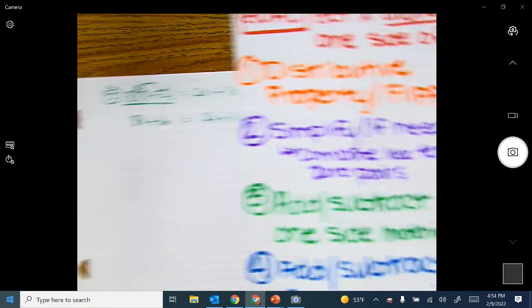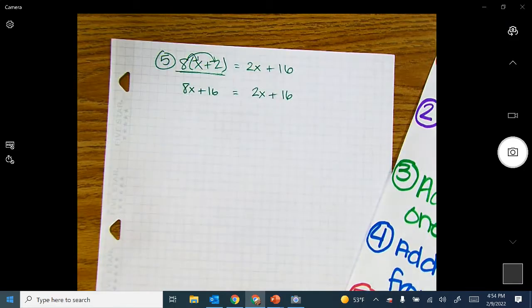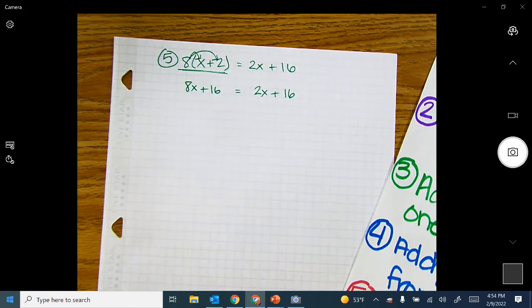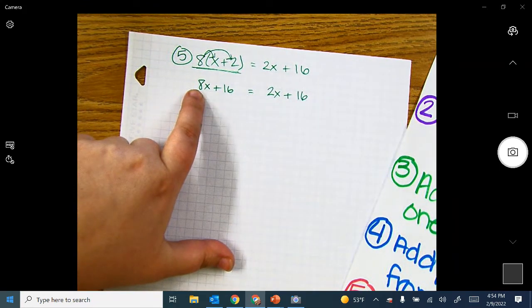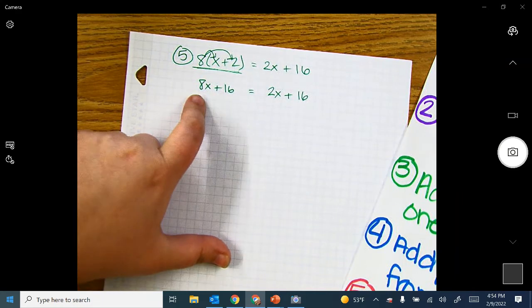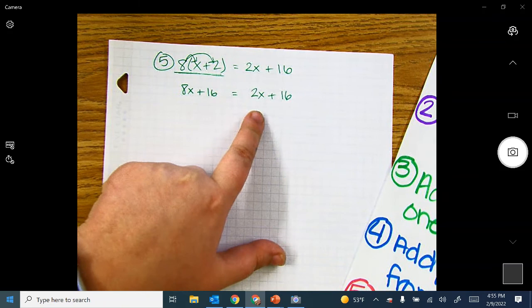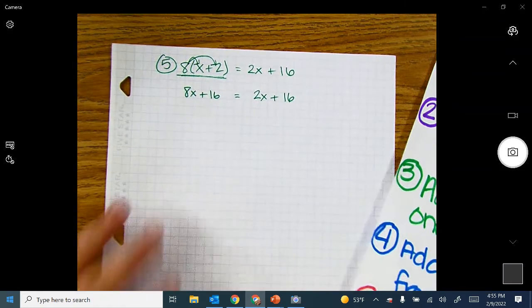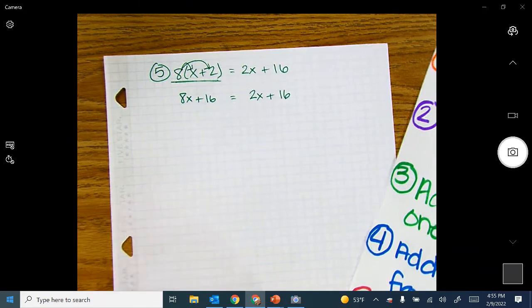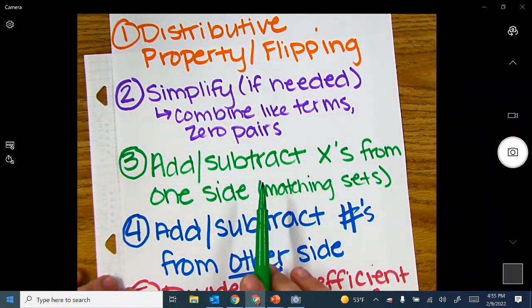All right, second step is to simplify if needed. Now, there's nothing I can combine on either side. Remember, we're just talking about combining those same tiles. So over here, I'd put all the x's together and then all the ones together, but they're already separate, right? And over here is the same thing. All my x's are together and all of my ones are together, right?